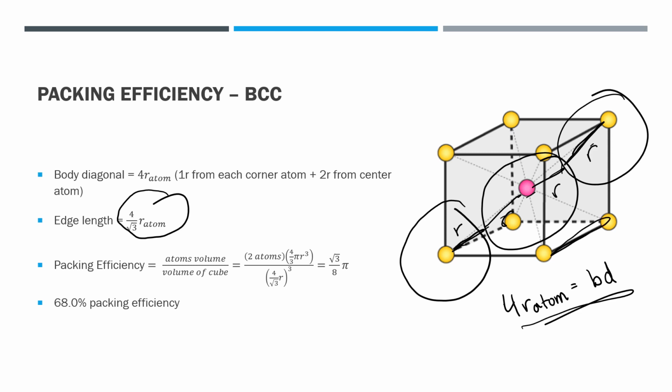And now we want to find packing efficiency, which is the total volume of the atoms divided by the volume of the cube. So the side length of the cube is 4 over root 3 r. So we have that side length cubed on the bottom.